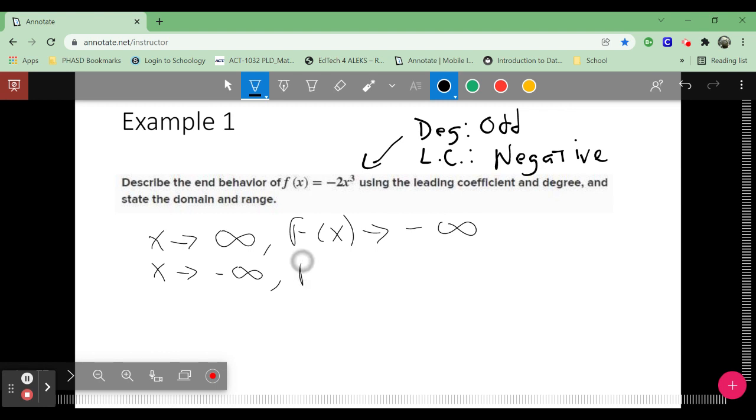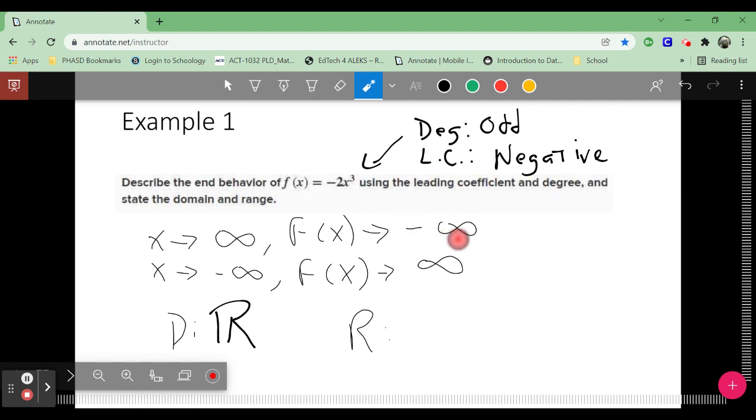As it goes left, is this one going to be the same or the opposite of this? Odd goes in opposite directions, and so it's going to be the opposite. So it's just going to be positive infinity. And for domain I had positive infinity and negative infinity, which is all reals. And for range, I had negative infinity and positive infinity, which means the range is all reals.